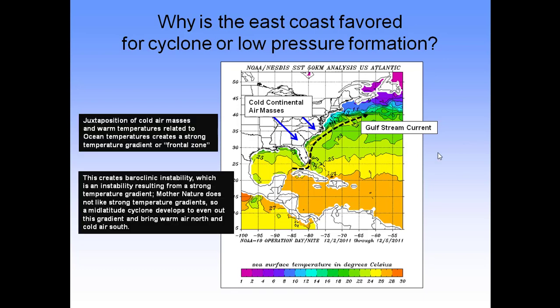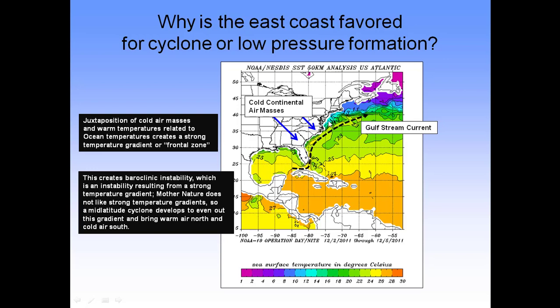This is called a baroclinic instability profile. Baroclinic instability is the unstableness of our atmosphere based off of two very different air masses colliding with one another. So here you have warm air that's traveling north with the Gulf Stream current, and you also have this cold continental air mass that's coming out of Canada, or it could be a very dense Arctic air mass that comes out of Canada. That also happens as well.